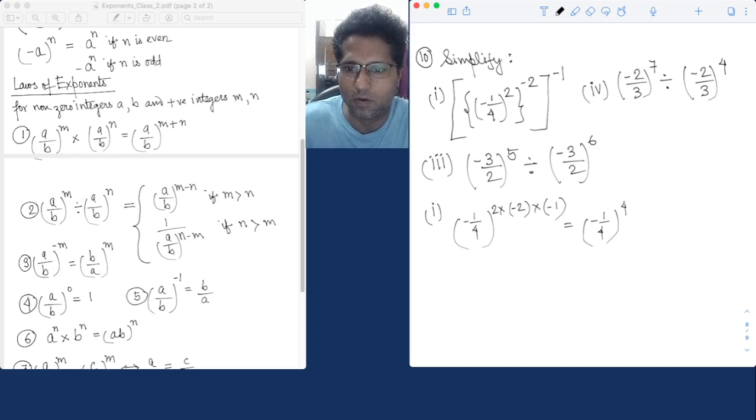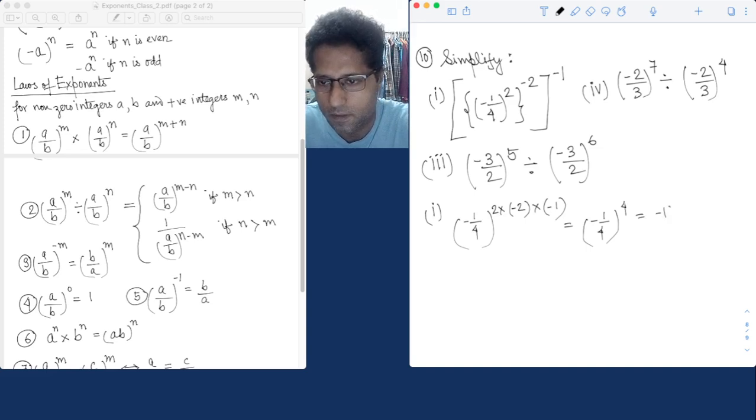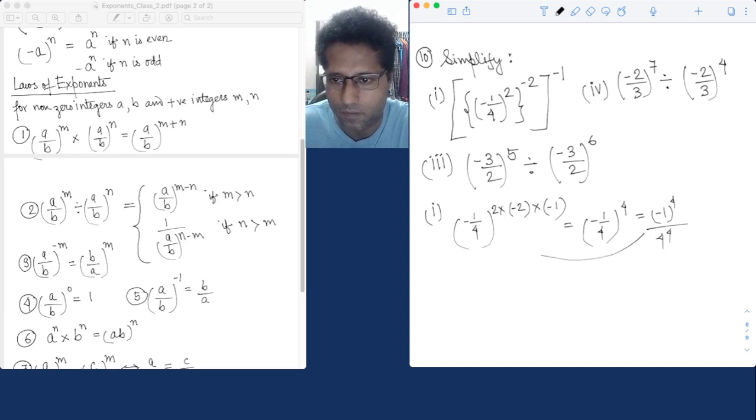Okay, part 4. So this is nothing but minus 1 raised to the power 4 divided by 4 raised to the power 4. So this is minus 1 raised to the power 4. The base minus 1 is negative and the power 4 is even. So this is 1 to the power 4, that is 1, divided by 4 to the power 4.